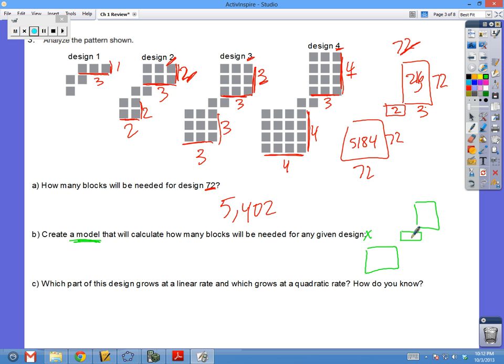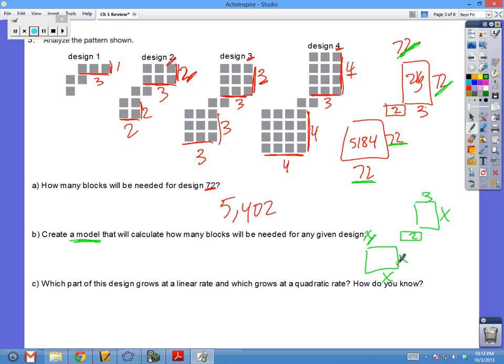Okay, I know it's going to be 2 there, and I know this is going to be 3 wide. And since it was 72, 72, I know design X is going to be X tall. Same with down here, this is just a square. It's the same dimensions as whatever design you're on. So on design 4, it was a 4 by 4 square. Design X is going to be X by X square.